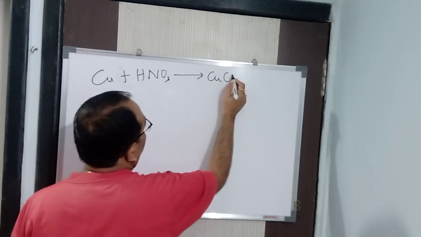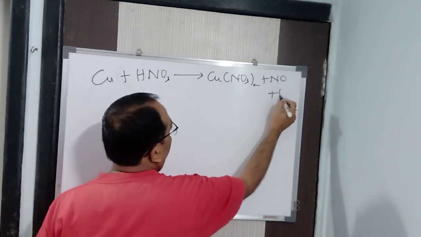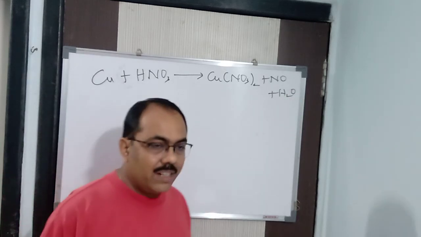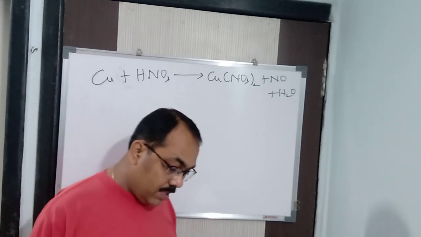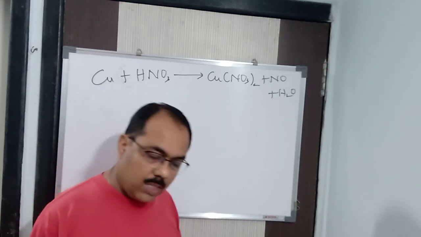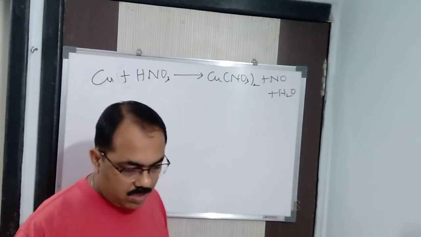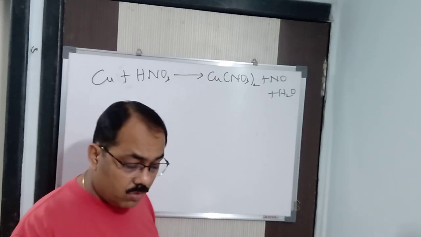We will give you Cu plus HNO3 gives Cu(NO3)2 plus NO plus water. In one of the reactions you will get nitric oxide. In some other reactions you may get nitrogen dioxide, depending upon whether the nitric acid is dilute or concentrated. Mind it, in some reactions you may get nitrogen dioxide, and in some you may get nitric oxide. It depends whether the nitric acid is dilute or concentrated. So don't get confused.